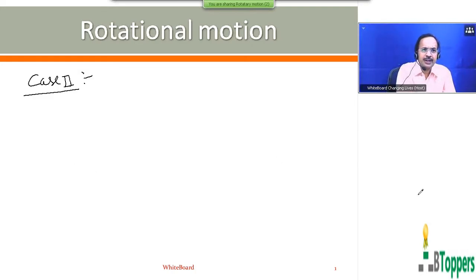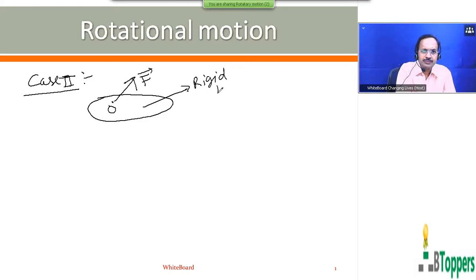So coming to the second case, suppose the force F bar acts on a rigid body at some point O, that is at the origin O, which lies on the axis of rotation. This is a rigid body here. The force F bar acts at the point O, that is at the origin of the coordinate system, which lies on the axis of rotation. That means R is 0. If R is 0, then also the magnitude of the torque or moment of the force will be 0.